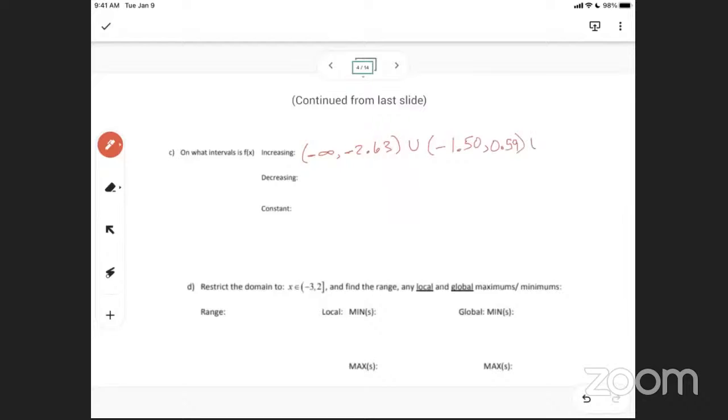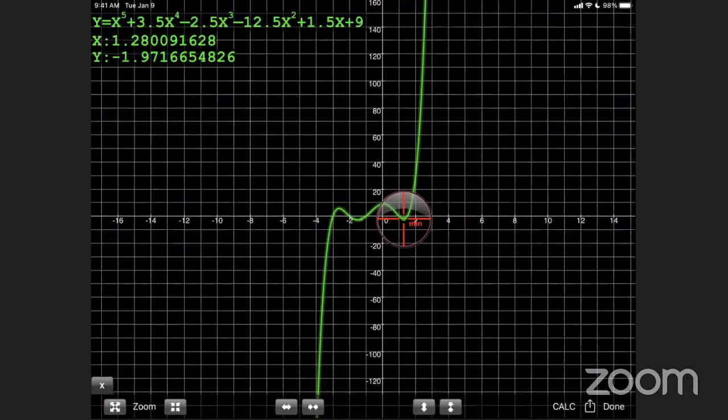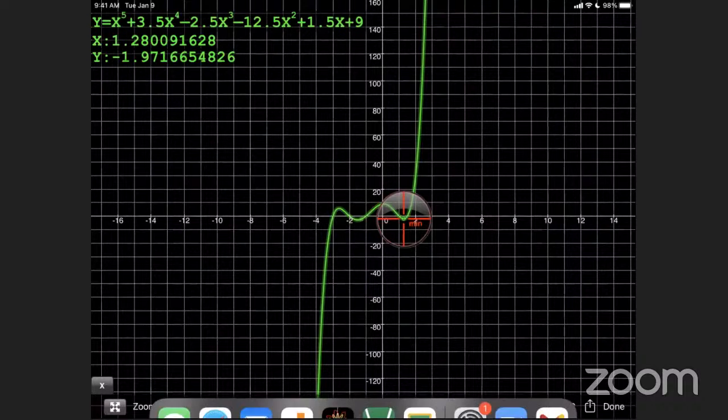And then it increases again from this min point to infinity, because it's increasing from there toward infinity. Does that make sense? So that's 1.28 to infinity.